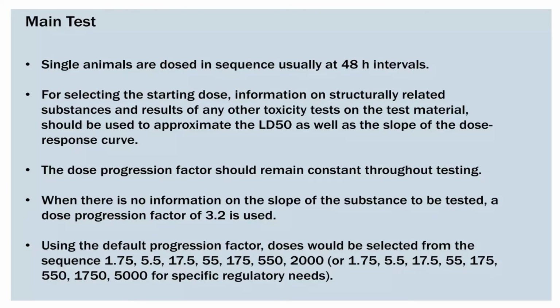Using the default progression factor, the dose would be selected from the sequence given here: 1.75, 5.5, 17.5, 55, 175, 550 to 2000. As per regulatory needs, if 2000 is not available, then from 1750 we have to go directly to a dose of 5000. So this is the dose criteria while we are going for the main test.